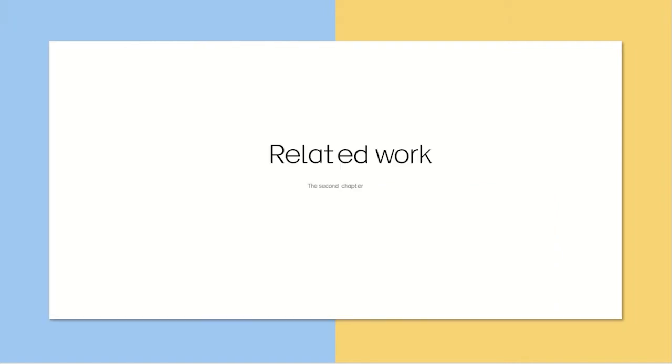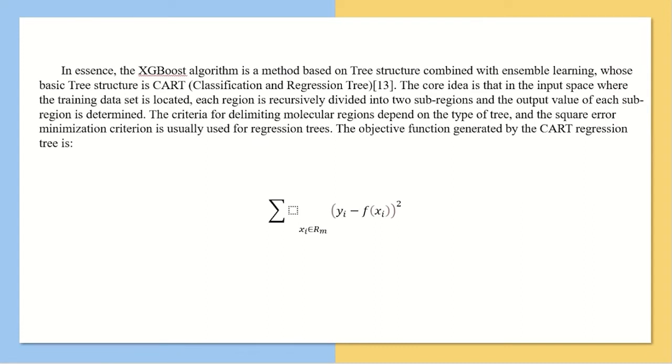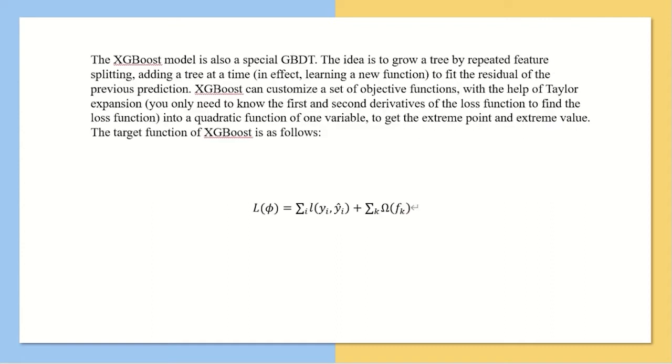The second chapter, related work. In essence, the XGBoost algorithm is a model based on tree structure combined with ensemble learning, whose basic tree structure is CART. The core idea is that in the input space where the training data set is located, each region is recursively divided into two subregions, and the output value of each subregion is determined. The criteria for dividing subregions depend on the type of tree, and the square error minimization criterion is usually used for regression trees. The XGBoost model is also a special GBDT.